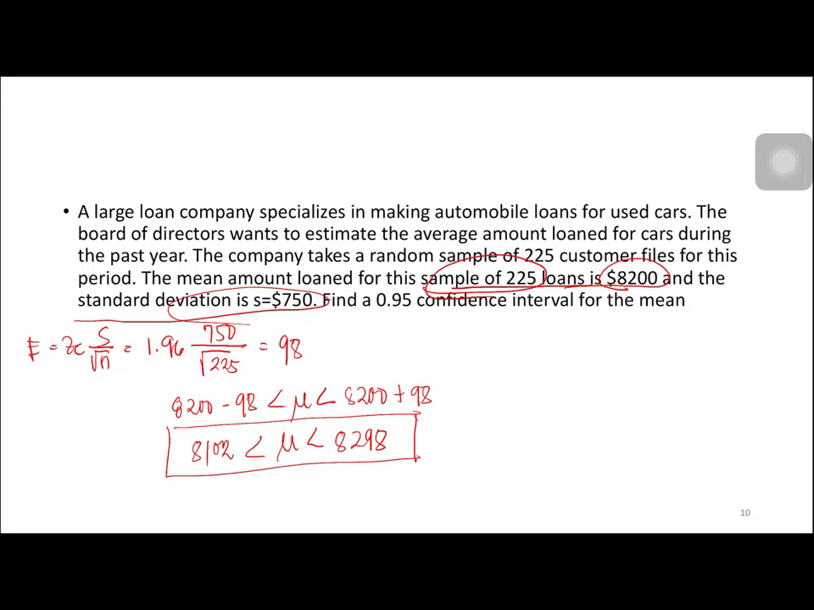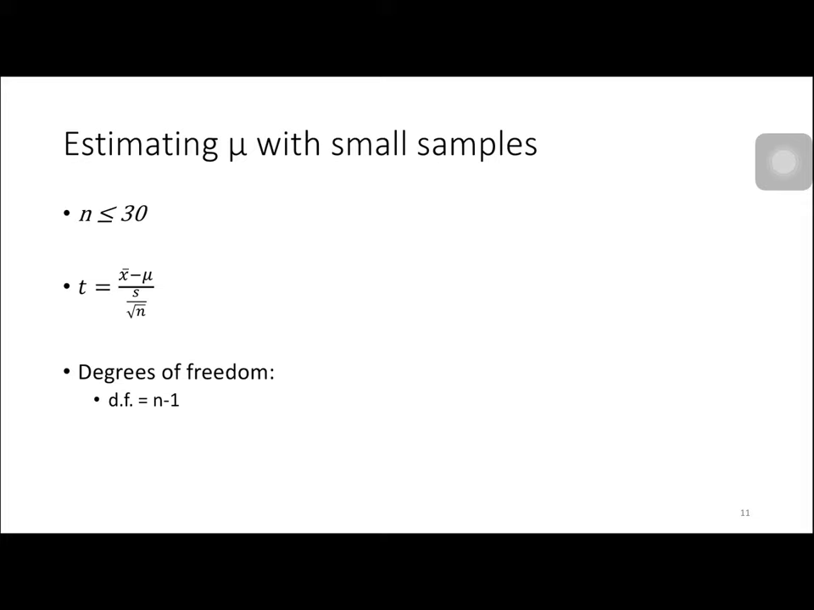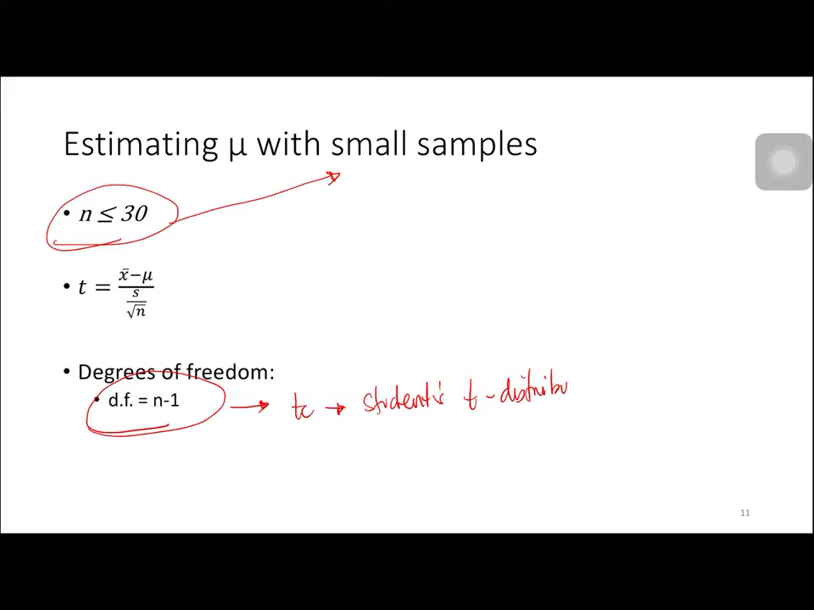For estimating mu with small samples, okay, so how do we determine if our sample size is small or large? If n is less than or equal to 30, it is considered a small sample. Then for the degrees of freedom, we have degrees of freedom is equal to n minus 1. This is for your reference in looking for your TC at the student's T distribution table.